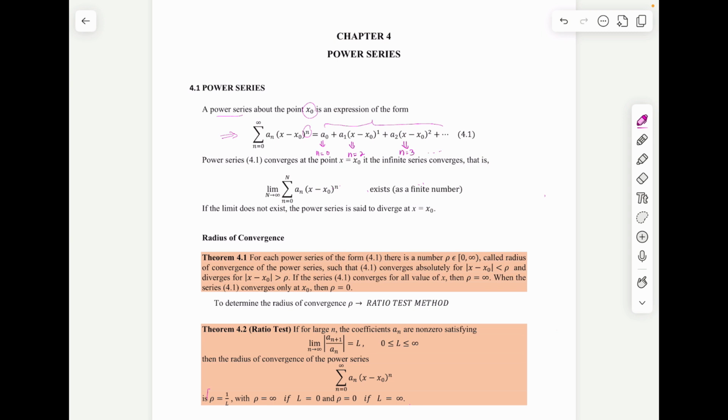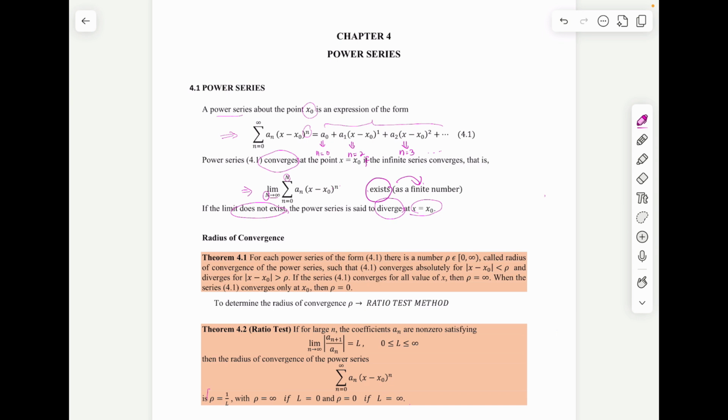Okay, so this kind of power series converges at the point x equal to x naught if the infinite series converges. That is when you find the limit as the big N goes to infinity for the series, n from 0 to the big N, of a_n (x minus x naught) to the power of n, you find that the limit exists to a certain number and it is a finite number. So the power series is convergent. But if the limit does not exist, the power series is said to diverge at x equals x naught. So when the limit exists, the power series converges, but if the limit does not exist, then the power series diverges.